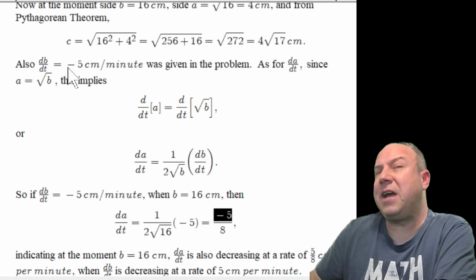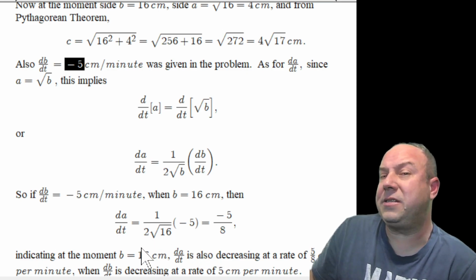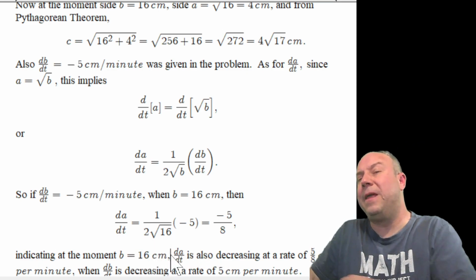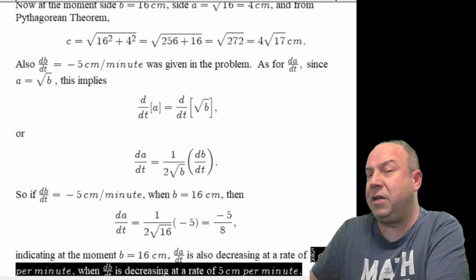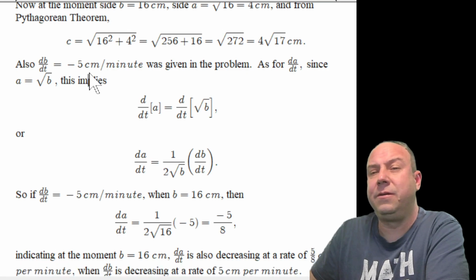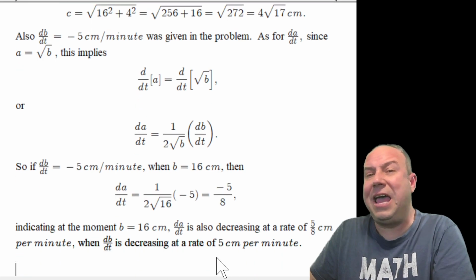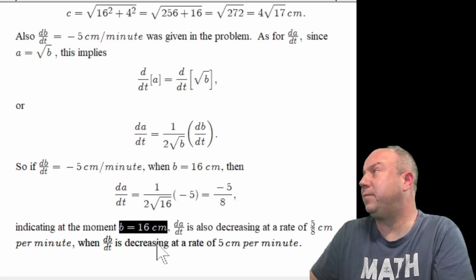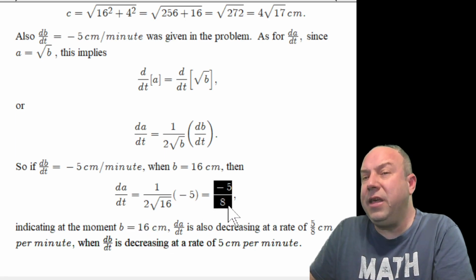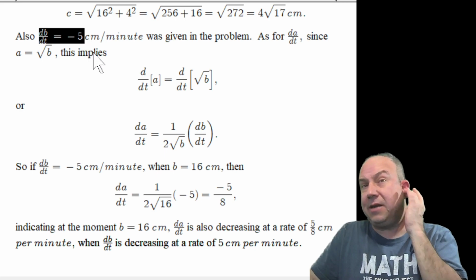Right? If side B is decreasing at 5 centimeters per second, at the moment side B is 16 centimeters, side A is decreasing also at a rate of 5/8 of a centimeter per minute. Right? When side B is behaving in the way it is, at the moment, B is equal to 16 centimeters. So this becomes our measure of dA dt, where we already know dB dt is equal to negative 5.